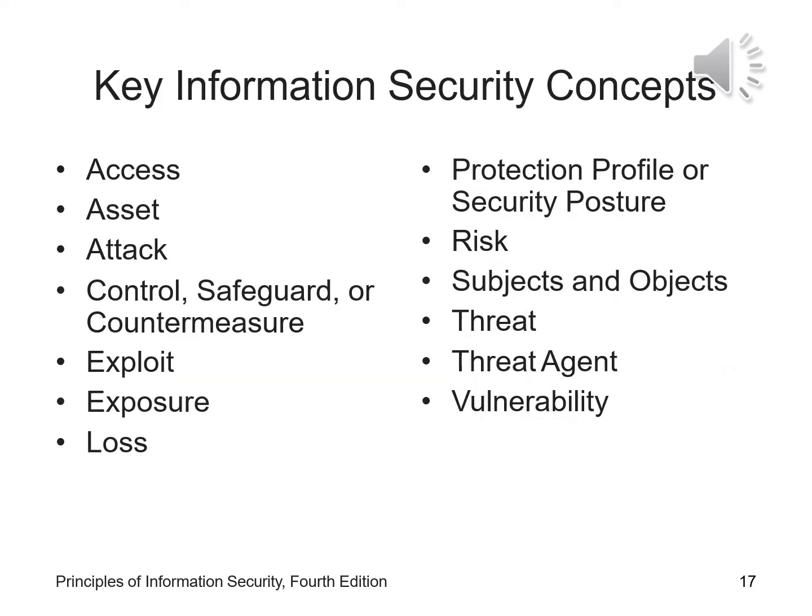These are the key information security concepts. Access, a subject or object's ability to use, manipulate, modify, or affect another subject or object. Asset, the organizational resource that is being protected. Attack, an intentional or unintentional act that can damage or otherwise compromise information in the systems that support it. Control, safeguard, or countermeasure. These are security mechanisms, policies, or procedures that can successfully counter attacks, reduce risk, resolve vulnerabilities, and otherwise improve security within an organization.